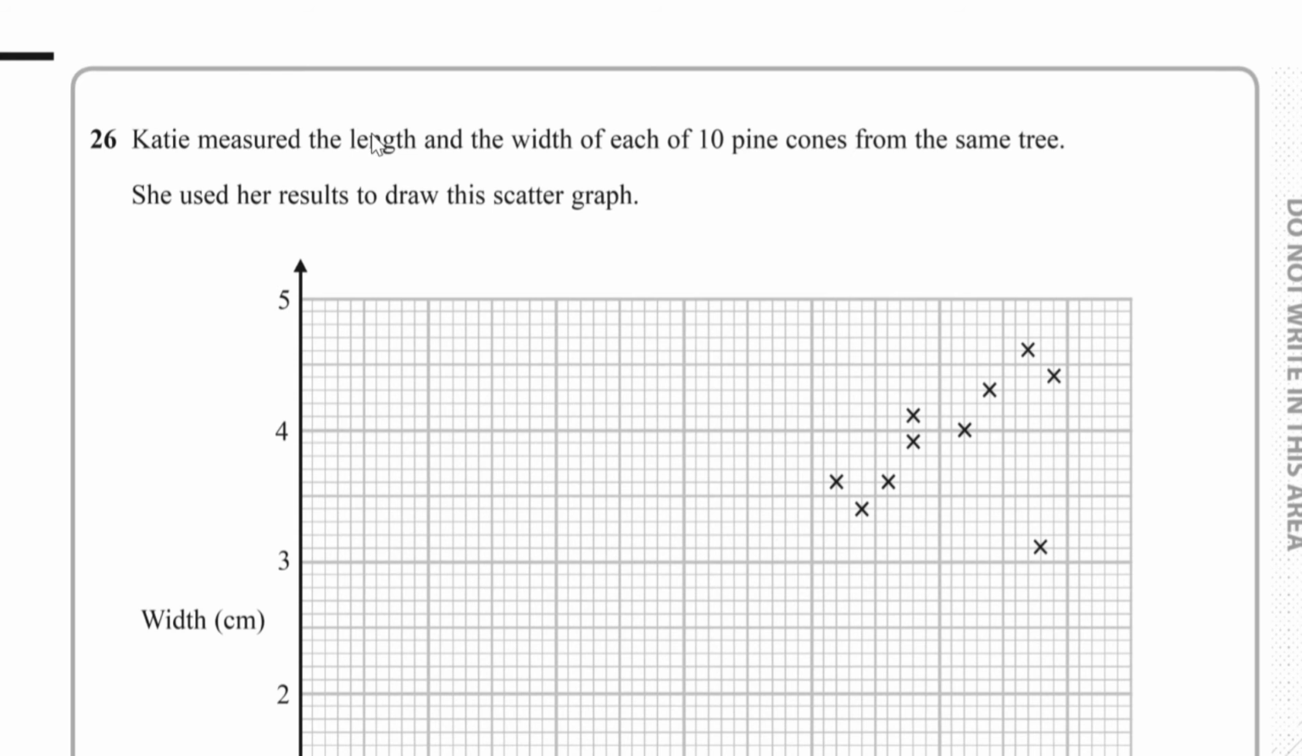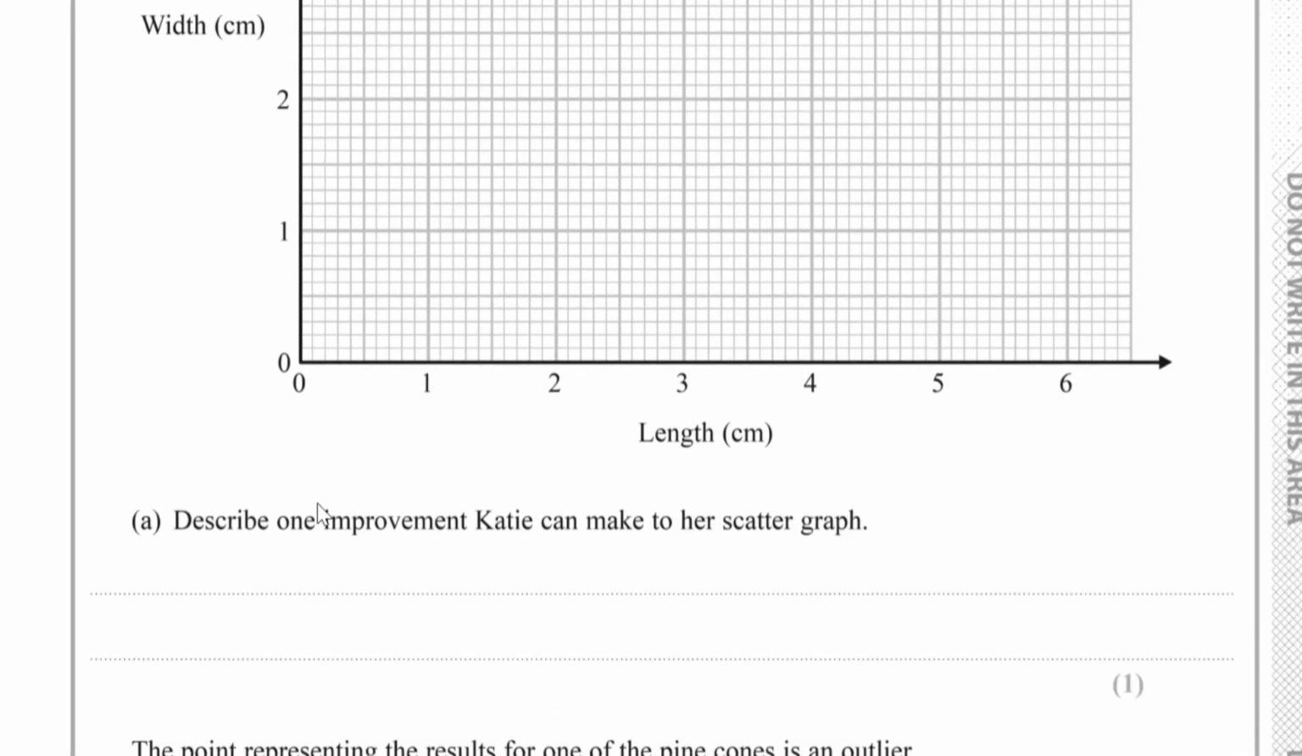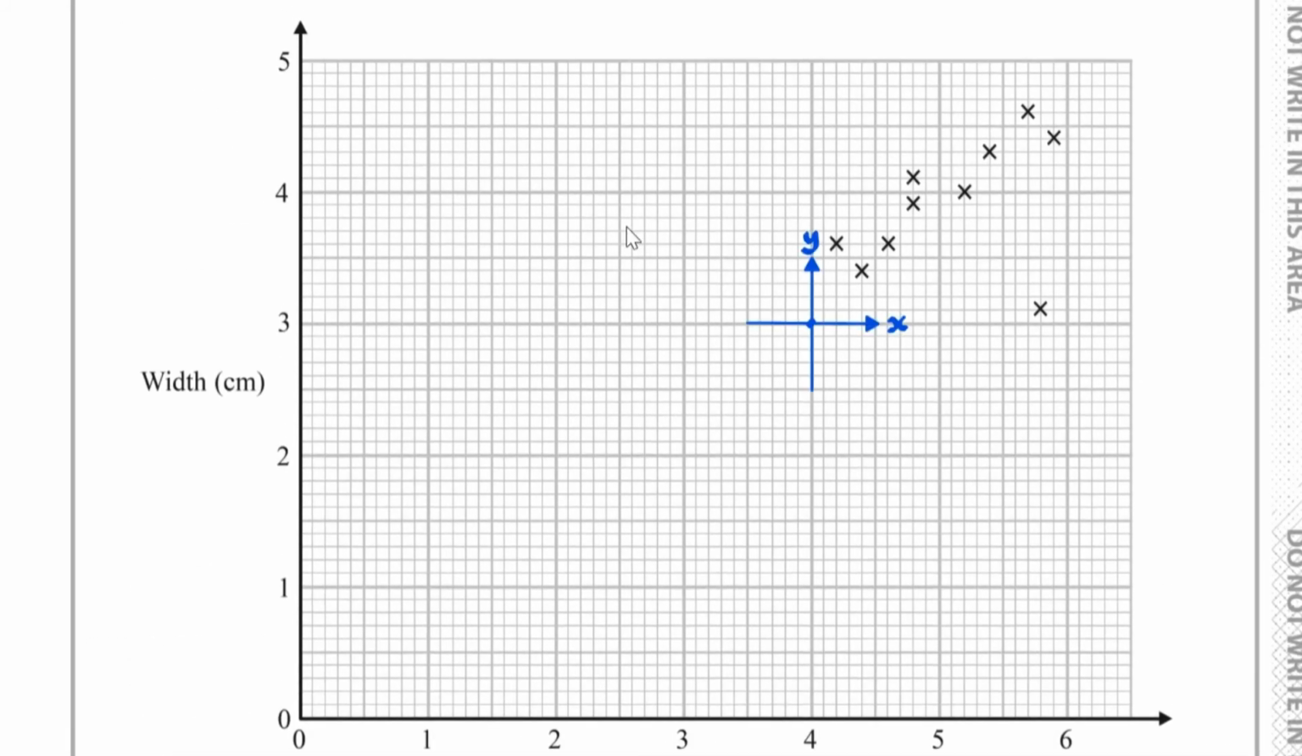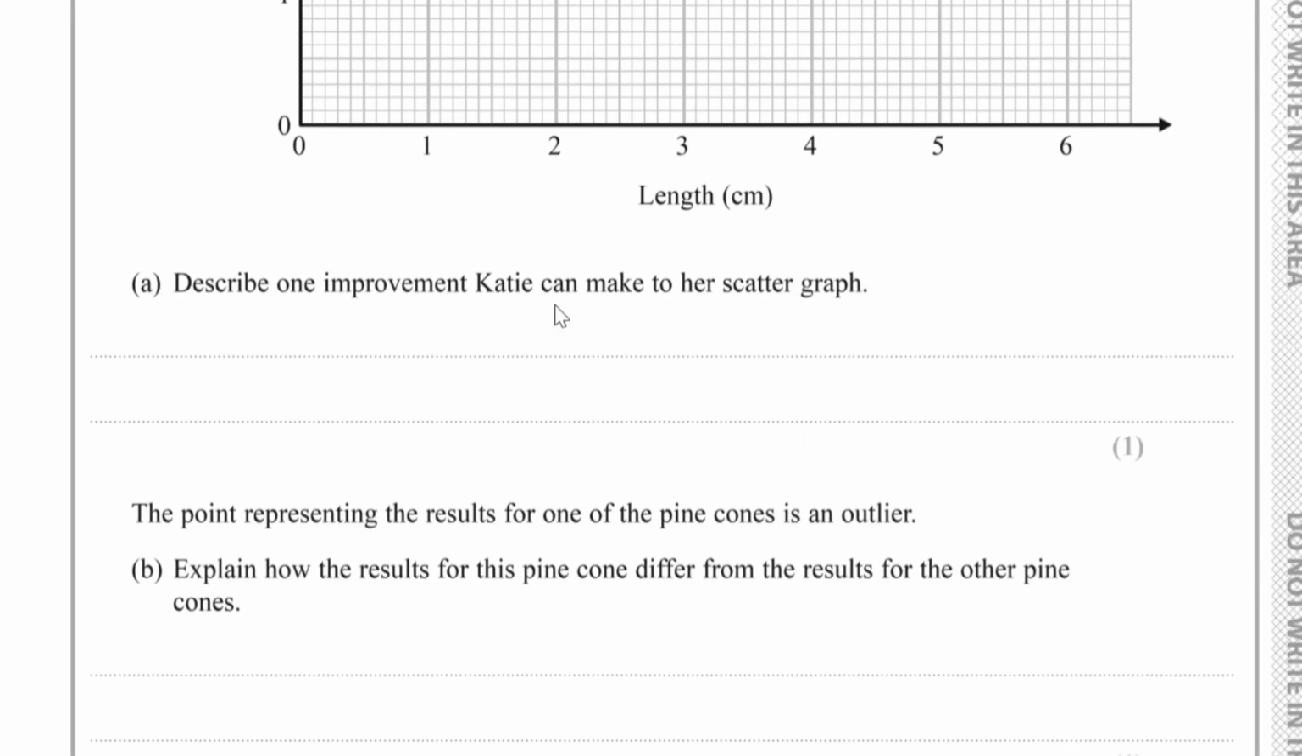Question number 26. Katie measured the length and the width of each of 10 pine cones from the same tree. She used her results to draw the scatter graph, and for part A we have to describe one improvement Katie can make to her scatter graph. Well, what we can do is start the axis over here. So we could start the graph at 4, 3 instead of the origin.